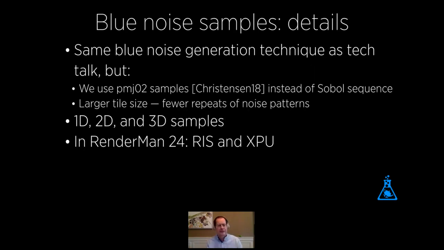So just a few details. As I mentioned, this is inspired by a talk from Laurent Belcourt last year. There are a few differences though. We use progressive multi-jitter samples instead of the Sobol sequence as the input to this optimization. And we also generate larger tiles. This means that we have fewer visible repeats of noise patterns across the image. We generate both 1D, 2D, and 3D samples in this way with the blue noise. And this new feature will be available in RenderMan 24, both in RIS and XPU.